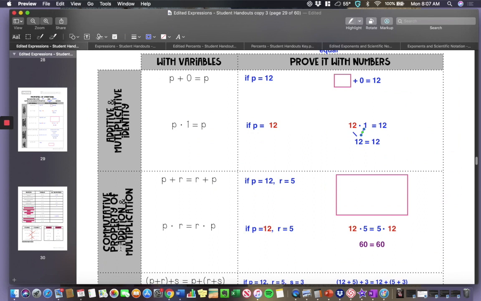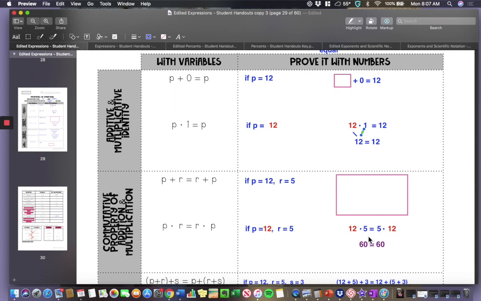Moving down, we have the commutative property of addition and multiplication. For example, these are going to be variables. Again, these can be any numbers that we want, or sometimes they are assigned. In this case, I've assigned p equals 12 and r equals 5 for both examples. The example here on the left, p plus r equals r plus p. No matter what, both sides will equal the same number. And the same applies to multiplication. An example I did down here for you, if p equals 12 and r equals 5, we have 12 times 5 is the same as saying 5 times 12.